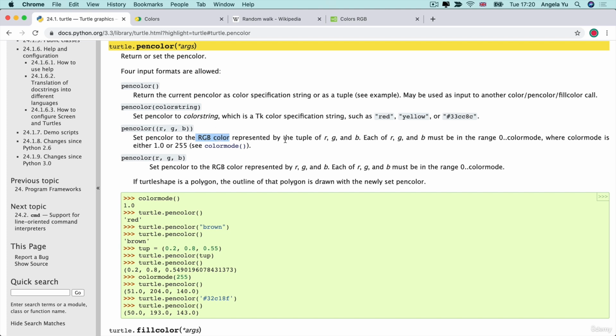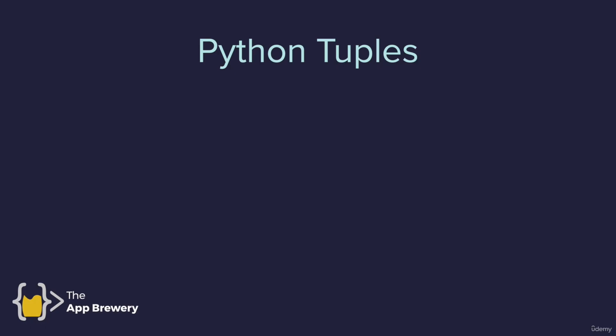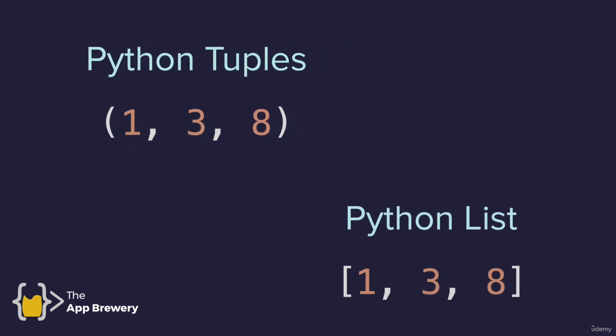And the RGB color is going to be represented by a tuple of different amounts of red, green, and blue. So what exactly is a tuple? Well, a tuple is a data type in Python, and it looks like this. It has round brackets around it, and then each of the items inside are separated by a comma. So does this remind you of another data type? Does it not look a little bit like a list? Well, indeed, a tuple is very similar to a list. Each of the items that go into the tuple are ordered.